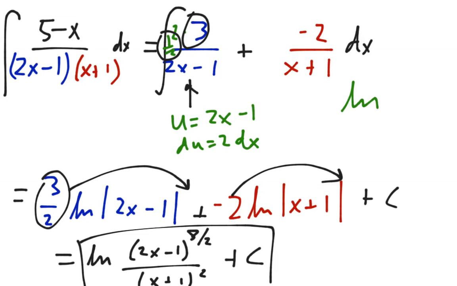And that would be your answer. So basically what you're going to do for non-repeated linear factors is look for the cover-up method and then go for it. Pretty straightforward. Hopefully you understand it. Yay!